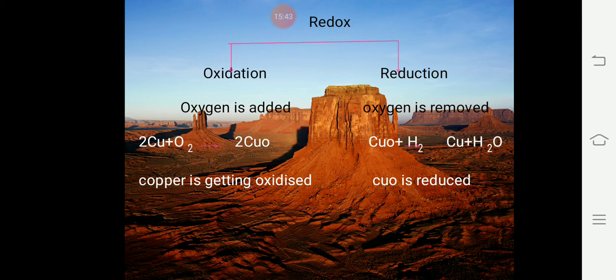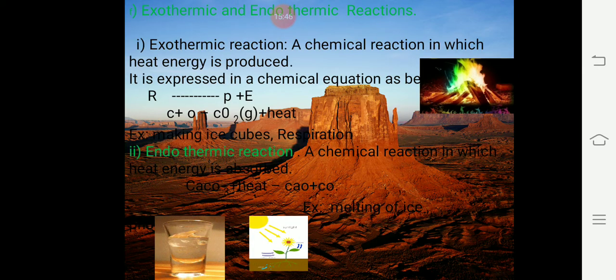Okay, so next our topic is very important: exothermic and endothermic reactions. What is meant by endo and exo? Exo means produced. What is produced is heat energy. A chemical reaction in which heat energy is produced is called an exothermic reaction. Here I will write the chemical equation: reactant gives a product and some amount of energy. This is called the exothermic.